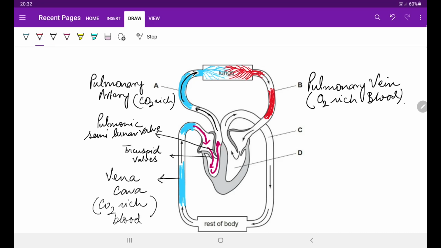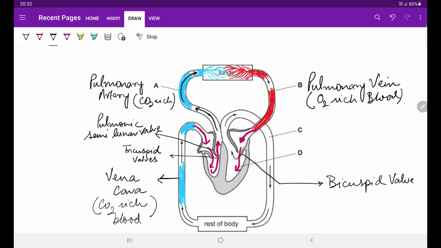Now, which chamber of the heart will receive this oxygen rich blood? The left atrium will receive the oxygen rich blood. As the left atrium receives this oxygen rich blood, it lets the blood go into the left ventricle through an opening, that is again a valve. And which valve is this? This valve is called the mitral valve or bicuspid valve.